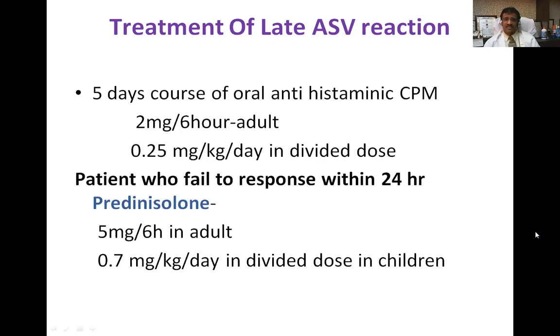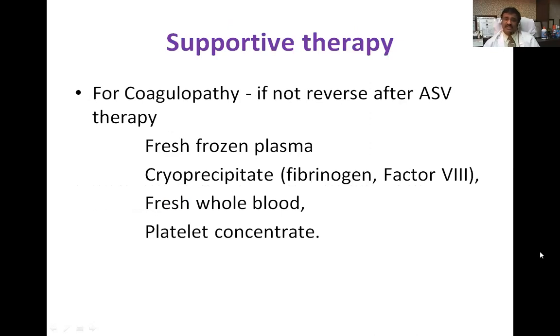depending upon the body weight. A patient who fails to respond within 24 hours is also given prednisolone, which is a steroid, to save the life. And supportive therapy is also given in case of severe toxicity, for example, for coagulopathy, because the coagulation is lost. In such patients, fresh frozen plasma or cryoprecipitate of different blood coagulation factors, fresh whole blood, and platelet concentrate are also given.